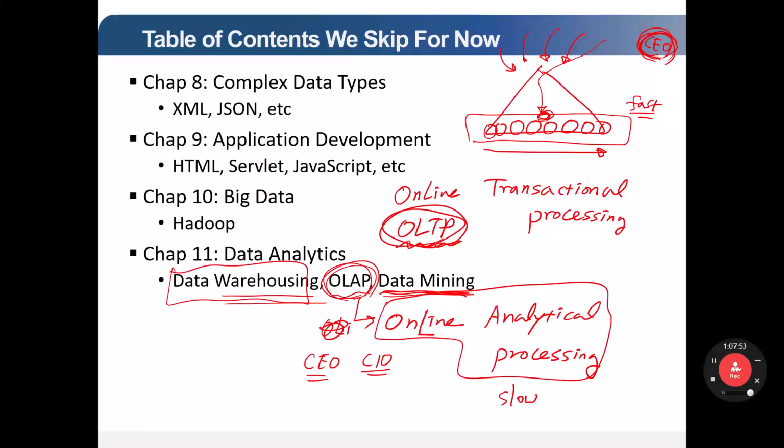OLAP is usually read operation. I mean, 99.99% it is read operation. It just scans all data in the data center and then runs some data mining algorithm and returns useful, meaningful information to help those decision makers. Okay.